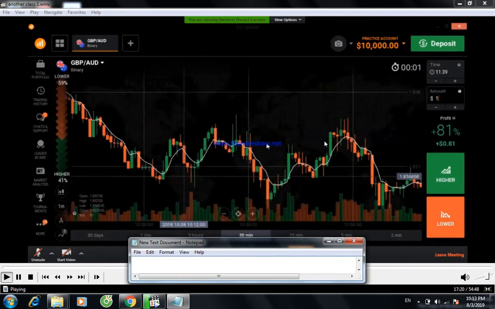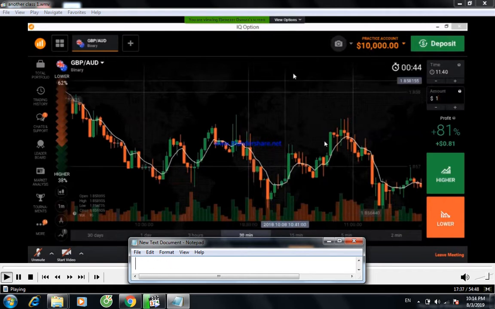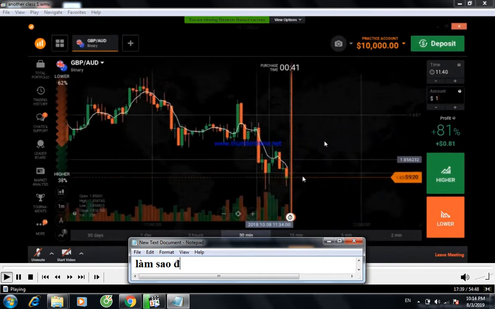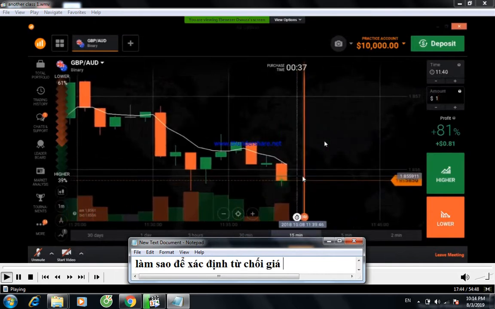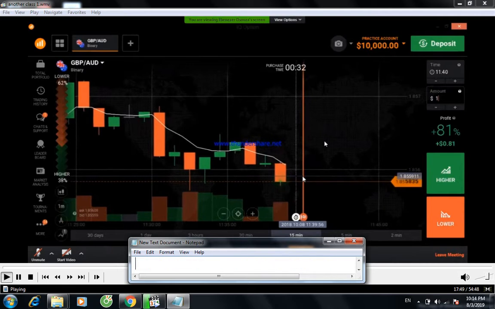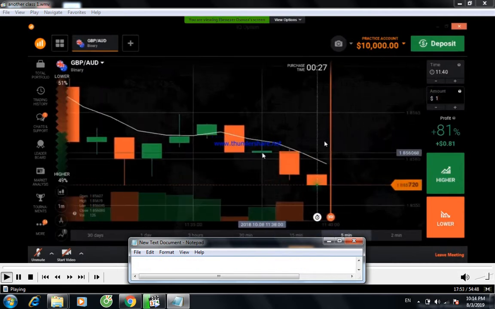Yes, I've got one question. I've been wanting to ask this for the last week. How to identify the rejection without looking in the chart of 5 seconds, but just by looking at the movement of the candle, like this candle? How to identify the rejection? Okay, now I'm showing about the rejection here, right? Yes, that I can see.